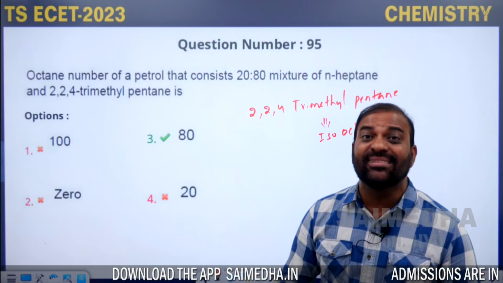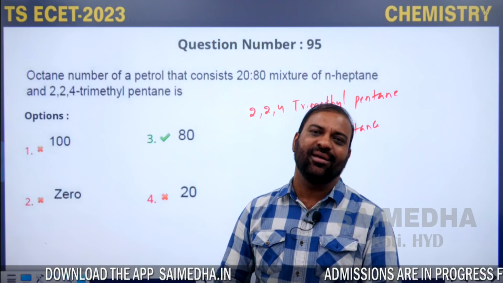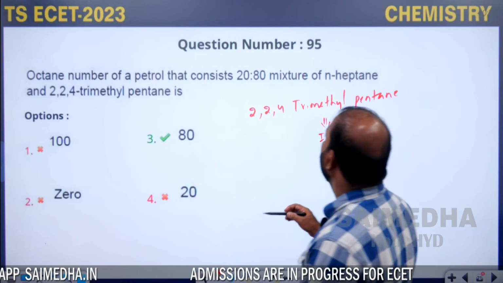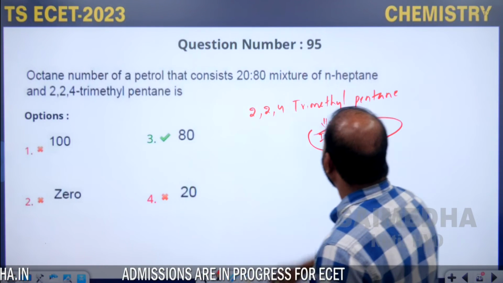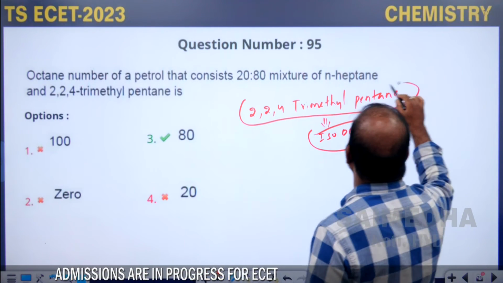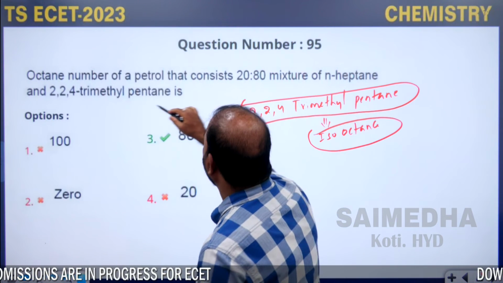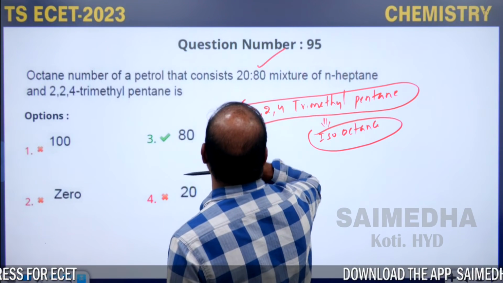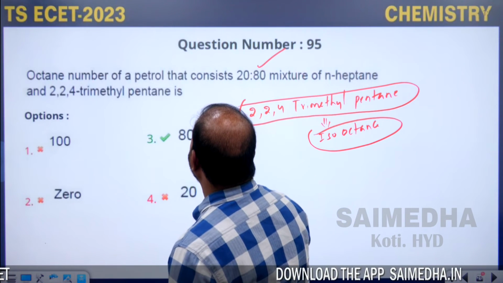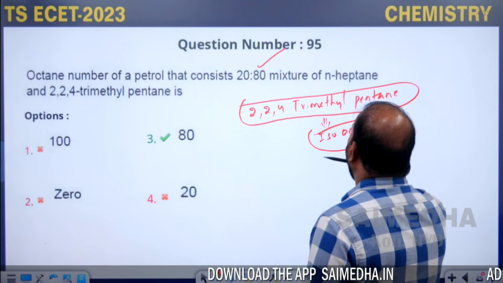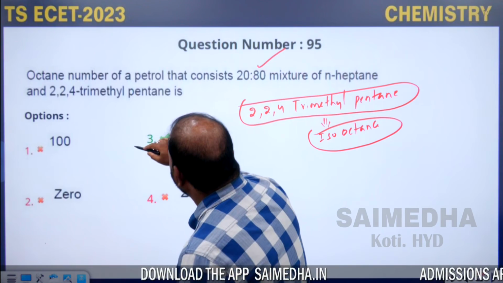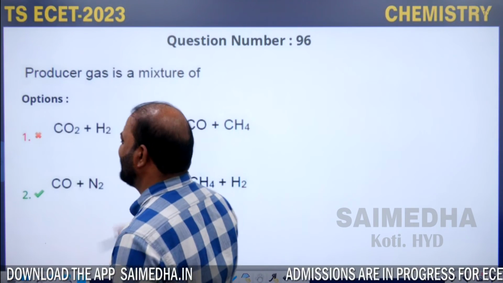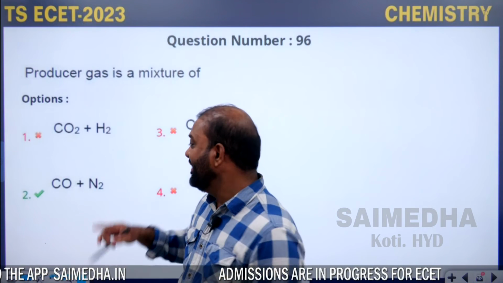Actually, what is meant by octane number? As the name itself indicates, it is the percentage of the octane present in the fuel, the percentage of the isooctane present. The percentage of isooctane is nothing but the percentage of the 2,2,4 trimethyl pentane, which is 80. So since the percentage of the isooctane is 80, its octane number is 80.